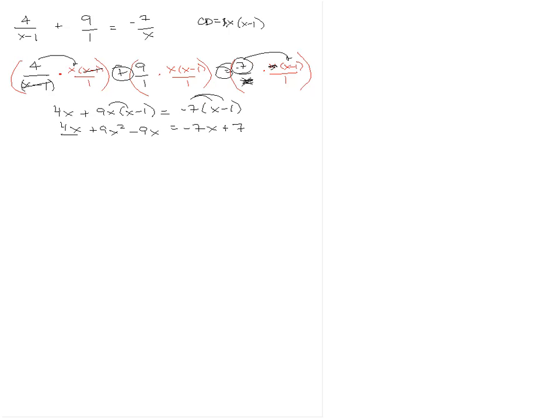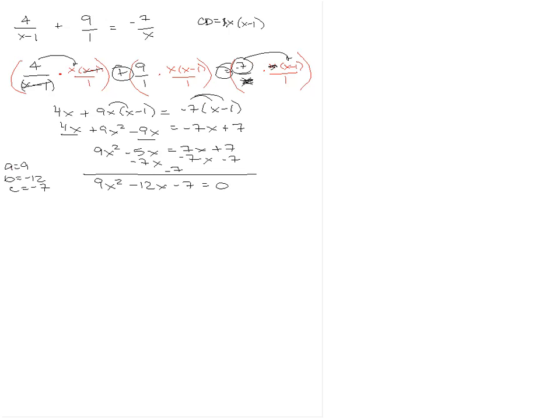Combine like terms, you have 9x squared minus 5x equals negative 7x plus 7. You have an x squared, so we're going to move everything over on one side, 0 on the other. You get 9x squared minus 12x minus 7 equals 0. Everything's on one side, 0's on the other, so now we can use the quadratic formula. A is 9, B is negative 12, C is negative 7.